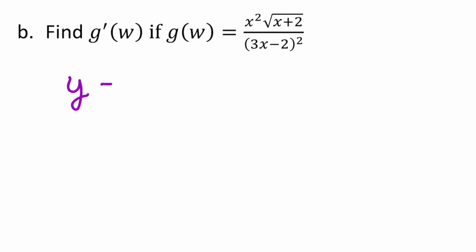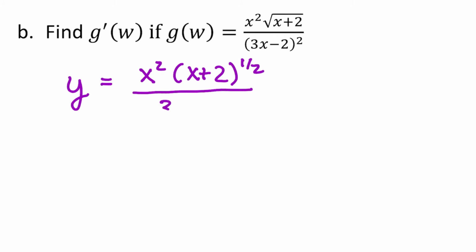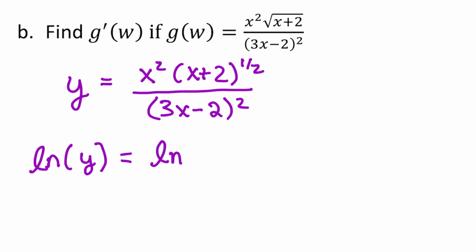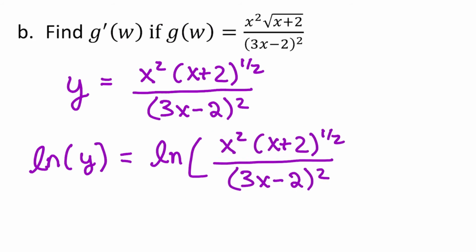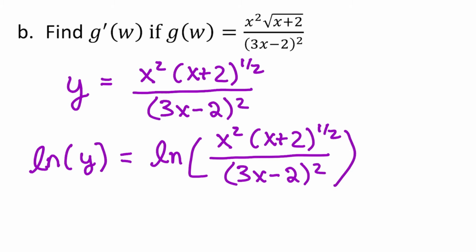Okay, so if you're working on this derivative, the first thing you're going to want to do is, I'm just going to go ahead and write it as y equals instead of g of w equals. And then that would be horrible to take the derivative of as it is, so I'm going to do natural log of both sides to make it easier, which means that you can just expand things out and have something that is way easier to take your derivative of.